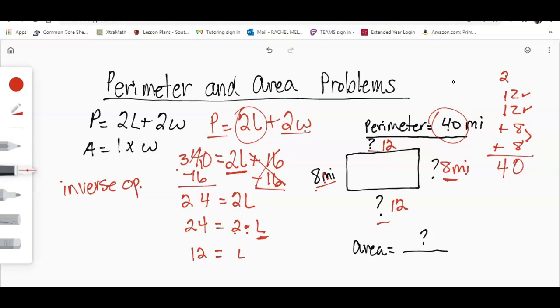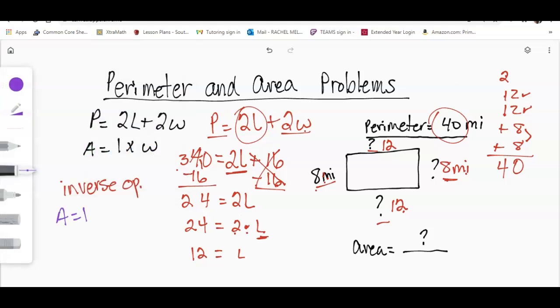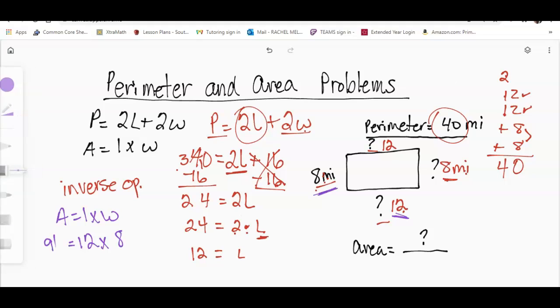And now that I know both my length and my width, now I can figure out what that area is, okay? Because area equals length times width. So my length now is 12, and my width is 8. So my area is 96 square miles.